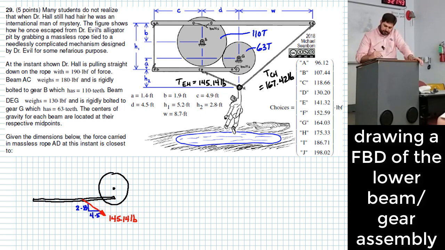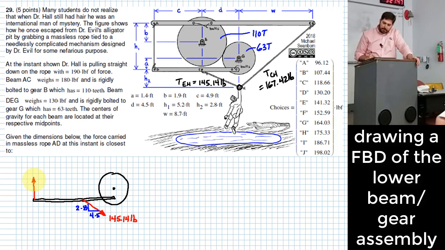The rope bar. Okay, we have this rope. There's a tension in this rope AD, so I'm going to call that TAD. Okay, what else?